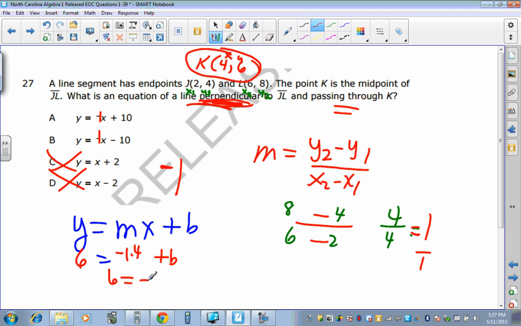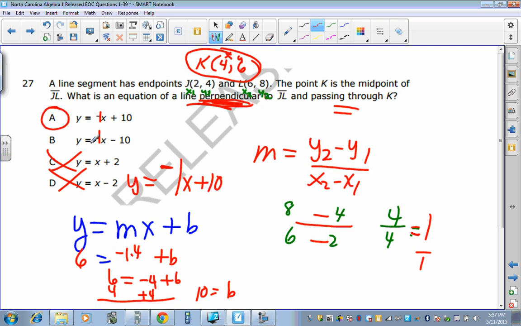That gives you 6 equals negative 4 plus b. Add 4, and that gives you b is 10. So we are looking for the line y equals negative 1x plus 10. So A would be our answer.